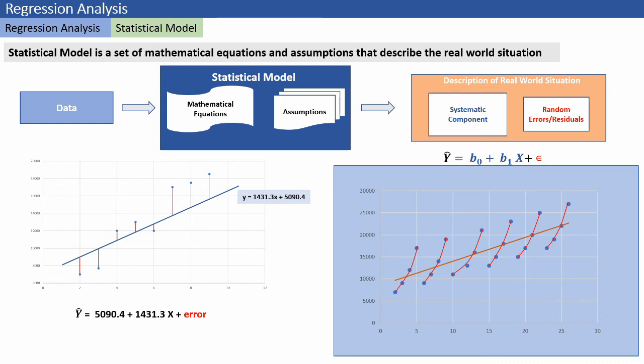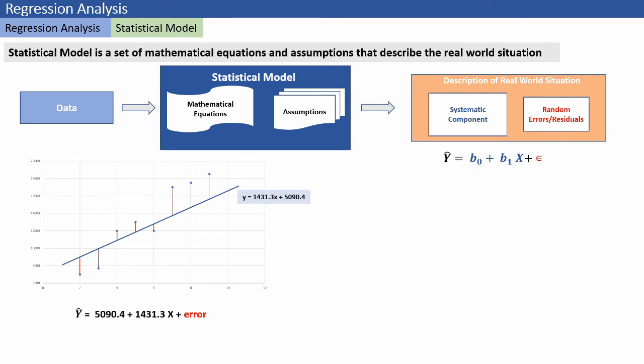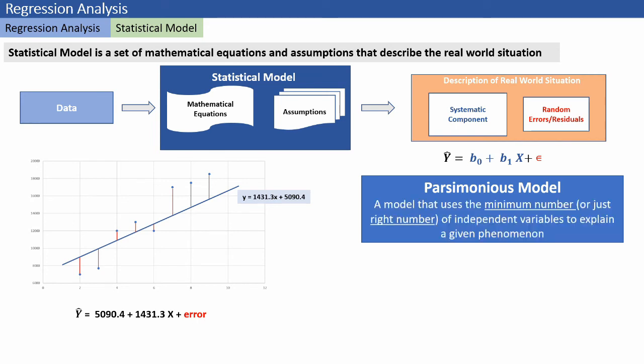Now let's see one important characteristic of a good statistical model. A good statistical model should be parsimonious, which means a model that uses the minimum number or just the right number of variables to explain a real-world situation. In our case study, we used only 2 variables. But statistical models can be built using much more than 2 variables, which can run into tens or even hundreds of variables. In these scenarios where there are numerous variables, we should try to build a model using only those variables which have an impact on the real world situation. We should try to eliminate variables that have no effect.